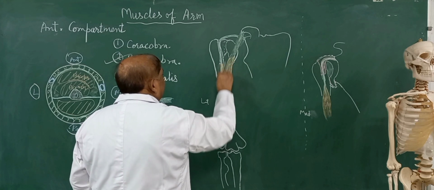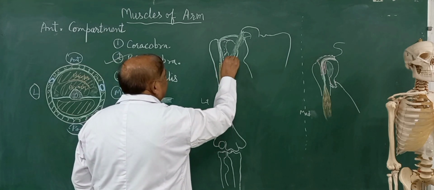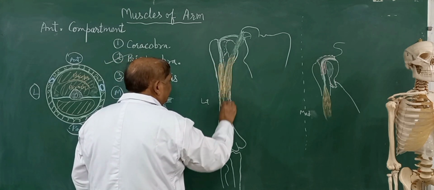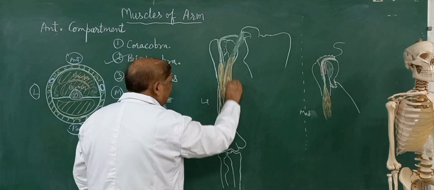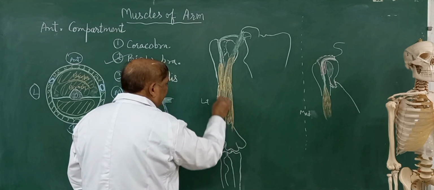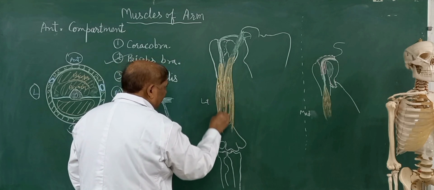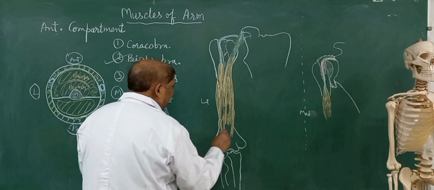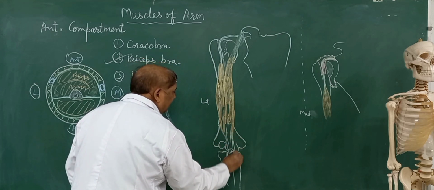Soon it will come out from the inter-tubercular sulcus, and then it will also become fleshy. And almost in the middle of the arm, both the heads, the short head as well as the long head, will start fusing, and in the lower half it will form a single belly covering the front of the humerus completely. When it approaches the elbow joint, it will become narrow and form a common tendon of both heads.